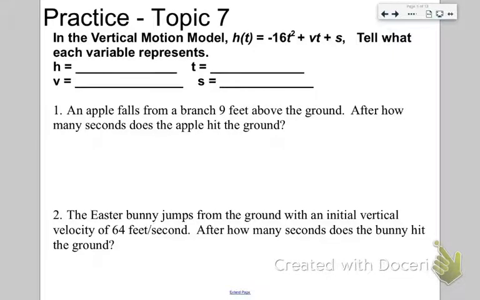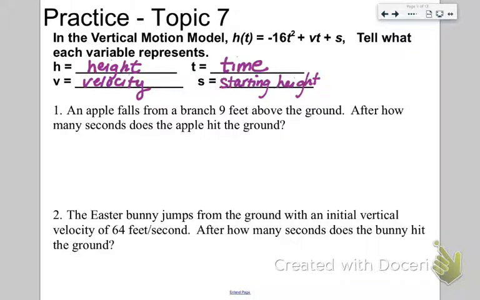This is the video solutions for topic 7 practice. Now the fill in the blanks for the H, T, V, and S, we already know them. It's on page 23 in our notes or the video notes from topic 7. H is the height, T is the time, V is the velocity, and S is the starting height.